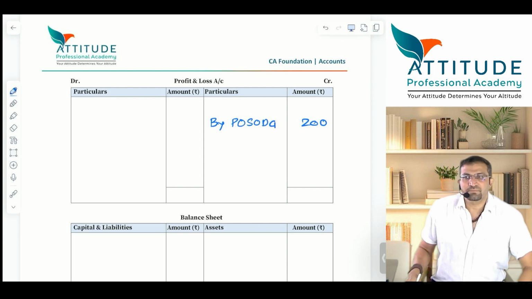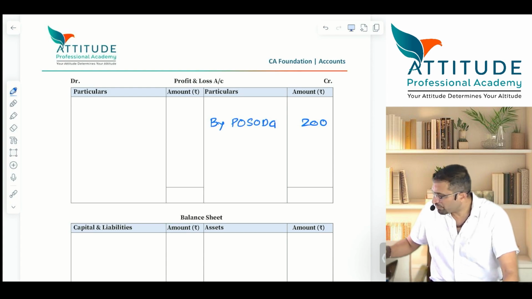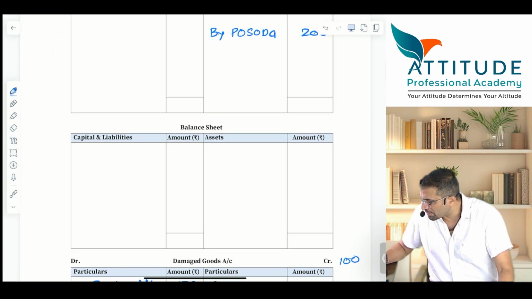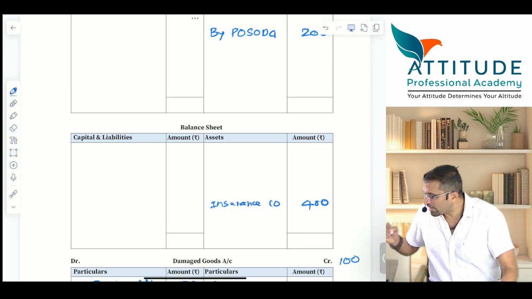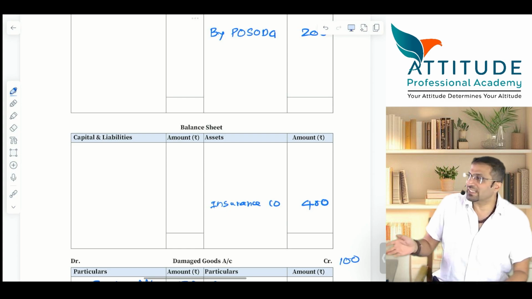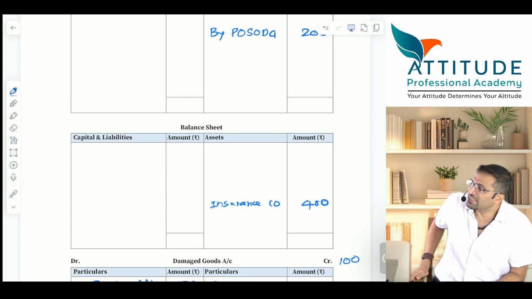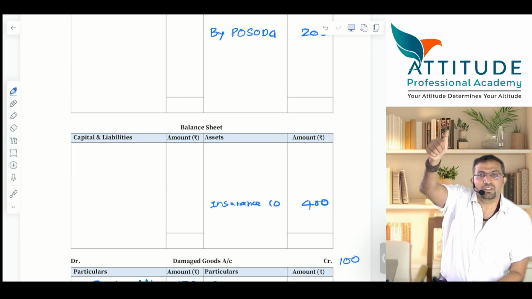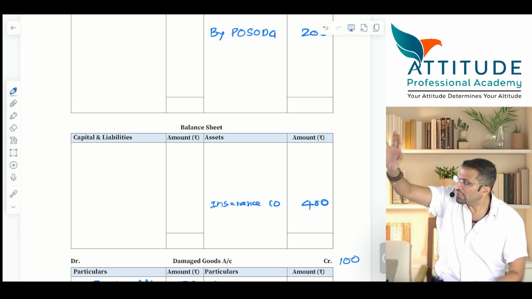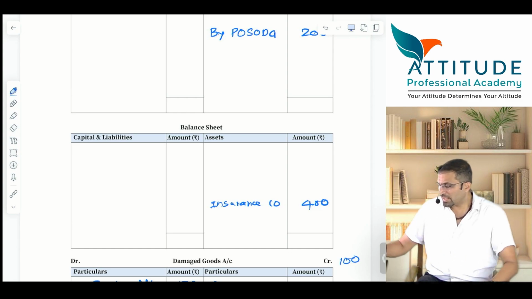हो गया. Damaged goods का खत्म हो गया सब कुछ. Only thing in the balance sheet, insurance company एक आएगा इधर. Insurance company how much? 400 in balance sheet, because that entry I have passed, no? And it's a debtor. It's a debtor. लिख के ले रहे हो कि नहीं? All good so far? All of you? Clear? Okay.